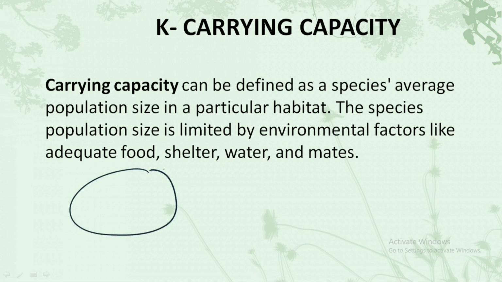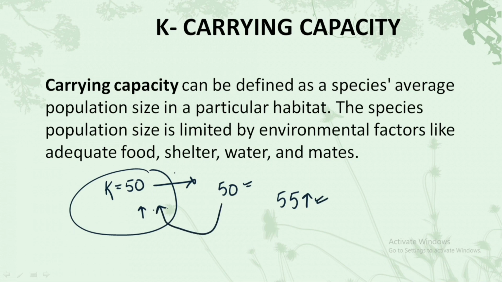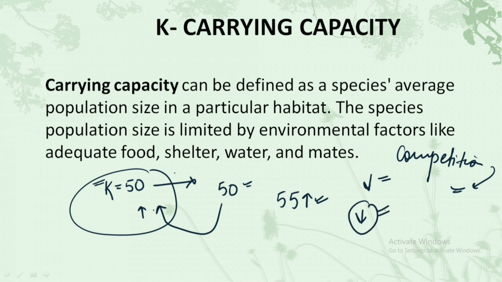For example, consider we have this area and the carrying capacity, that is the K of this area, is 50. What does this mean? This area could provide 50 individuals with adequate food, shelter, water and all the other resources that it requires for survival. But if there is an increase in this number, that is, there are 55 individuals in an area where the carrying capacity is 50, what would happen? Beyond the carrying capacity, competition starts to occur. Why? Because of less food present. We have already discussed the factors responsible for competition, and one of the factors was resources. When there are fewer resources present in a particular area, there are high chances of competition. So this is about the carrying capacity.